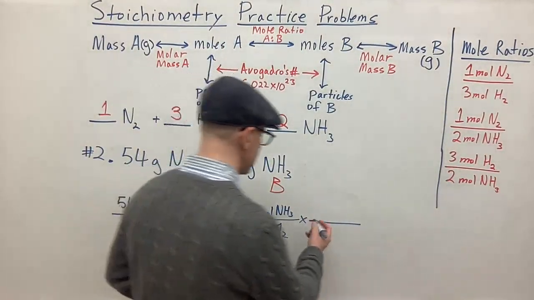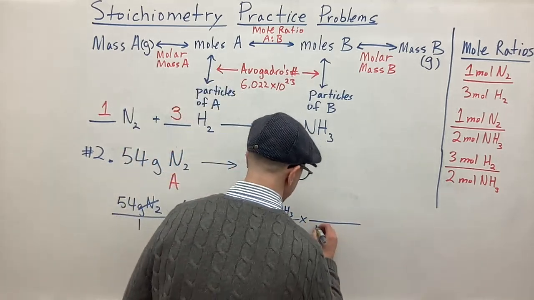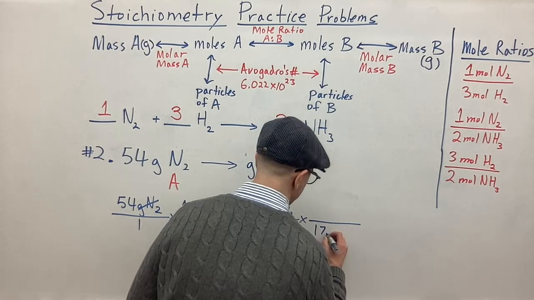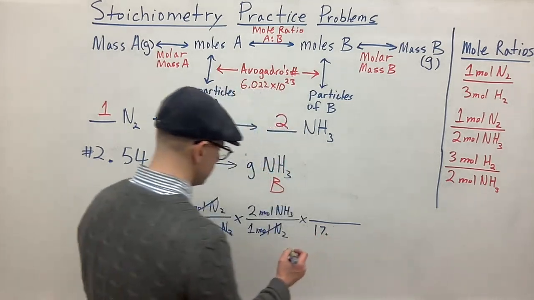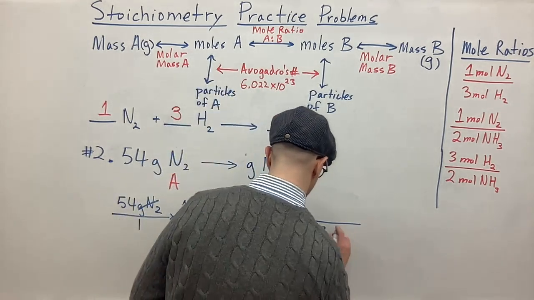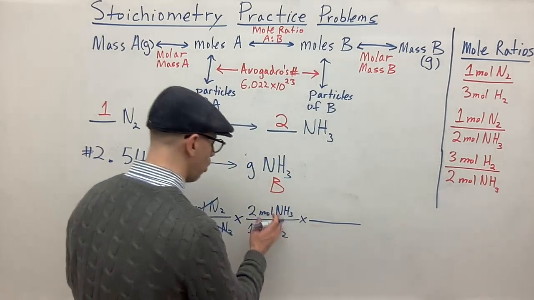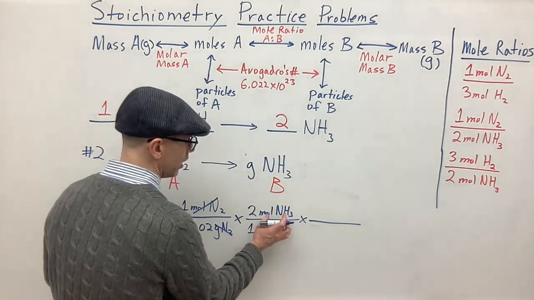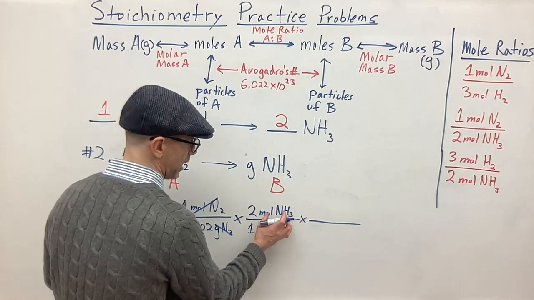So about 17, 14 plus 3, 17. It's going to be a little more than 17, but we'll round just for the sake of this example. So let's say 17 grams, 17 grams per mole. We want moles on the bottom because we have moles of NH3 on top.